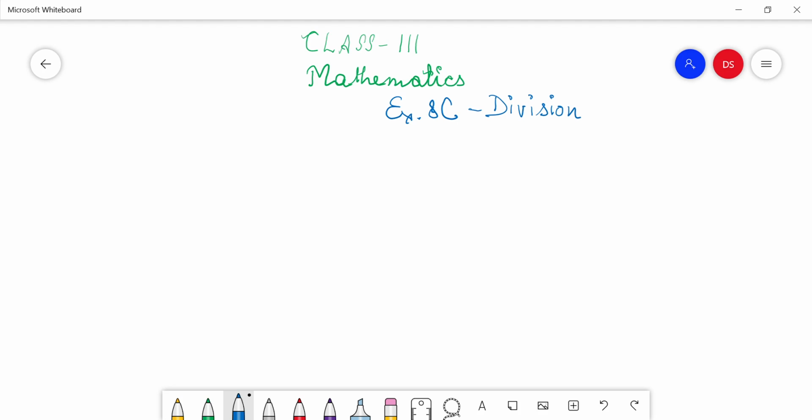In this class, we are going to do exercise 8C. Here we have to divide the sums. In the previous class, we did exercise 8B. In that exercise, we divided and checked the sums. But in this exercise, we will divide the numbers only. Let's start.